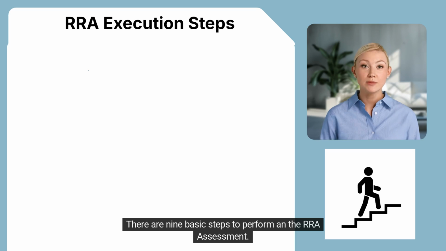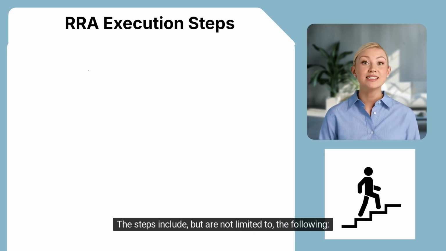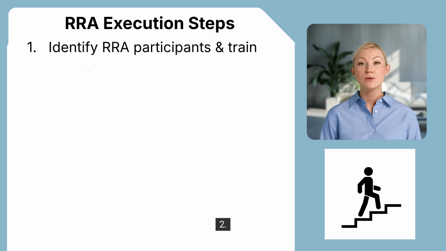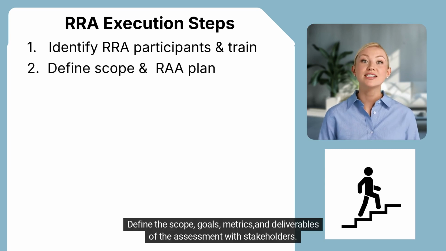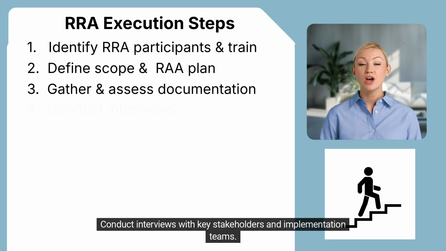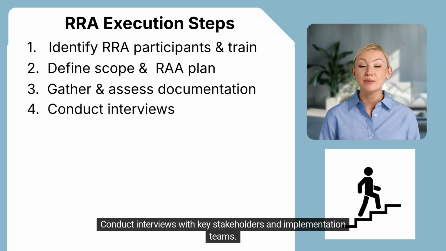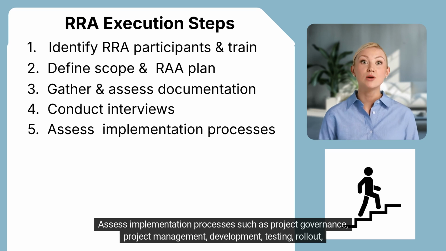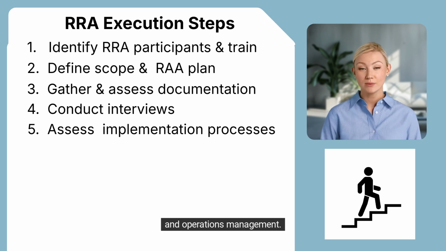There are 9 basic steps to perform in the RRA assessment. The steps include, but are not limited to, the following. 1. Identify stakeholders to participate in the RRA and perform risk management training. 2. Define the scope, goals, metrics, and deliverables of the assessment with stakeholders. 3. Gather and assess project documentation. 4. Conduct interviews with key stakeholders and implementation teams. 5. Assess implementation processes such as project governance, project management, development, testing, rollout, and operations management.